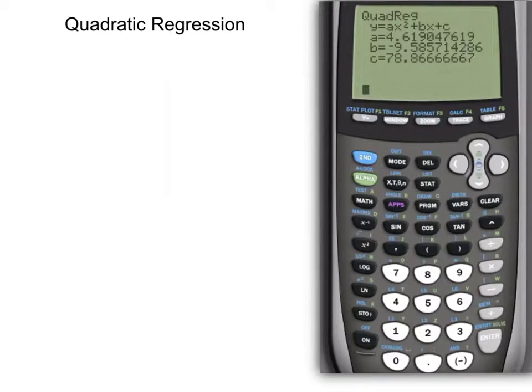So we can combine that into one equation by just plugging the a, b, and c in. And so we would get y equals 4.62 t squared minus 9.59 t plus 78.87. I'm going to round these off just a little bit.